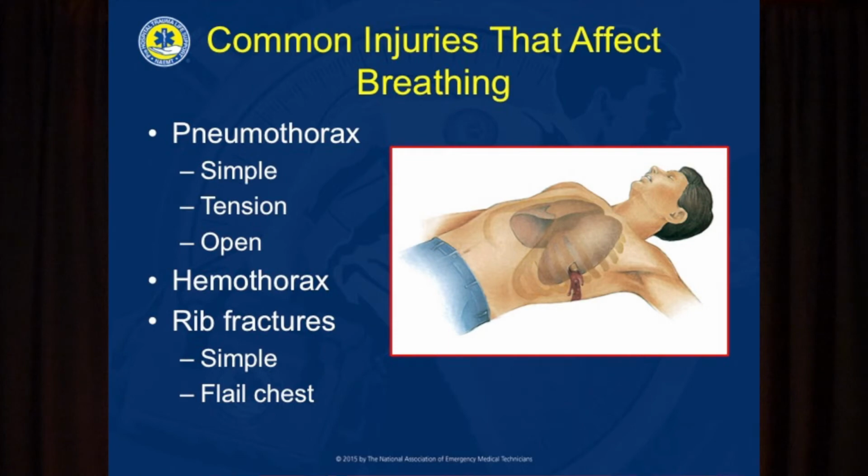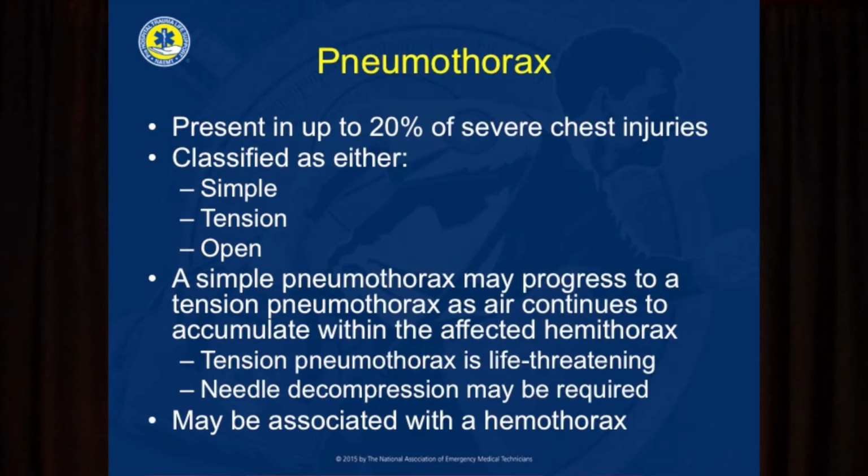So for our pneumothoraxes, we have a couple different types. We have the simple pneumothorax, the tension pneumothorax, and then we have an open pneumothorax, which most of us probably know as a sucking chest wound. You could also have a hemothorax if there's blood in the lung. And for the rib fractures, you could have just a simple rib fracture, or also the flail chest when you get more than a couple of ribs broken in a couple of places. So this pneumothorax, 20% of the chest injuries are going to have it. Simple pneumo, tension, or the open.